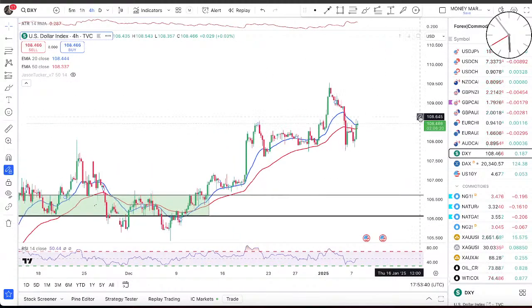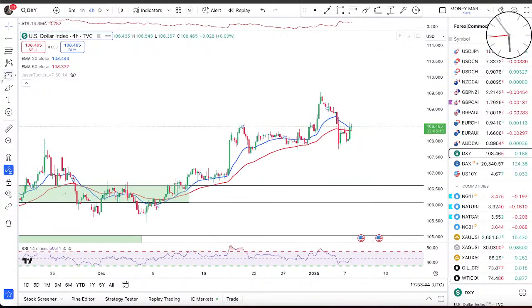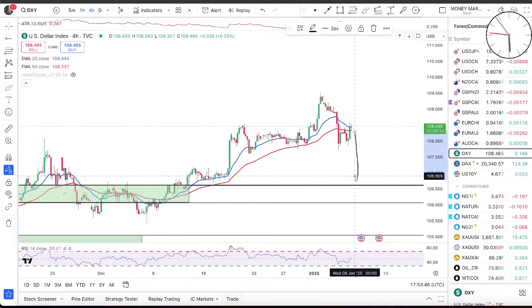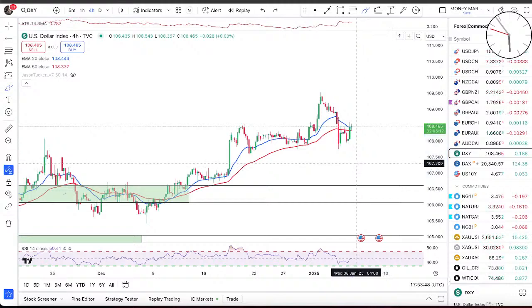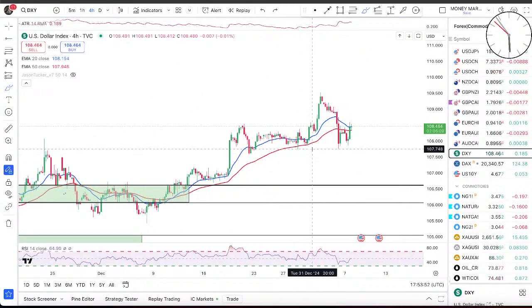DXY is bullish for now, but below 50 EMA means we can see short-term bearish momentums. So we can see some pullbacks from DXY, some short-term bearish momentum from DXY.